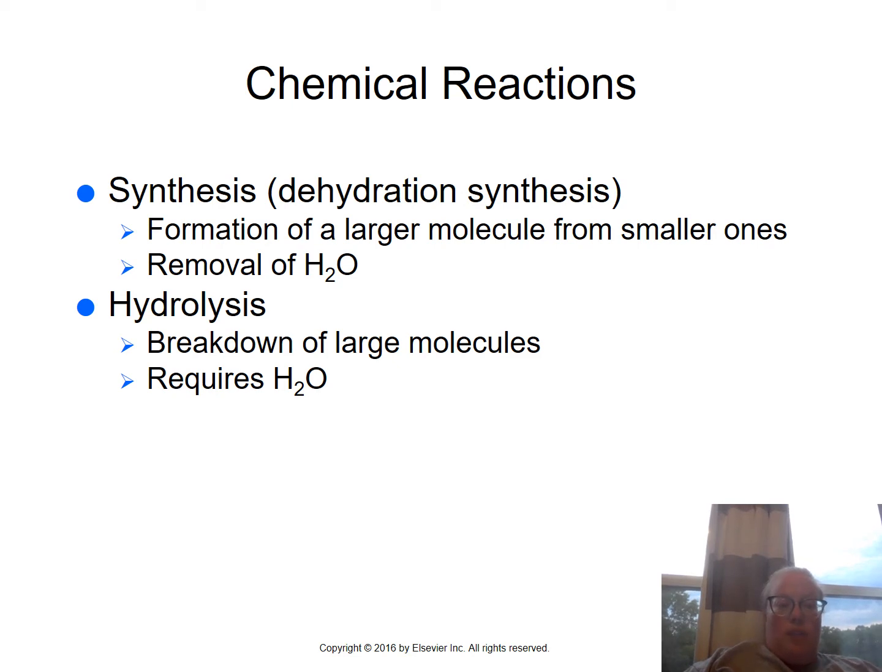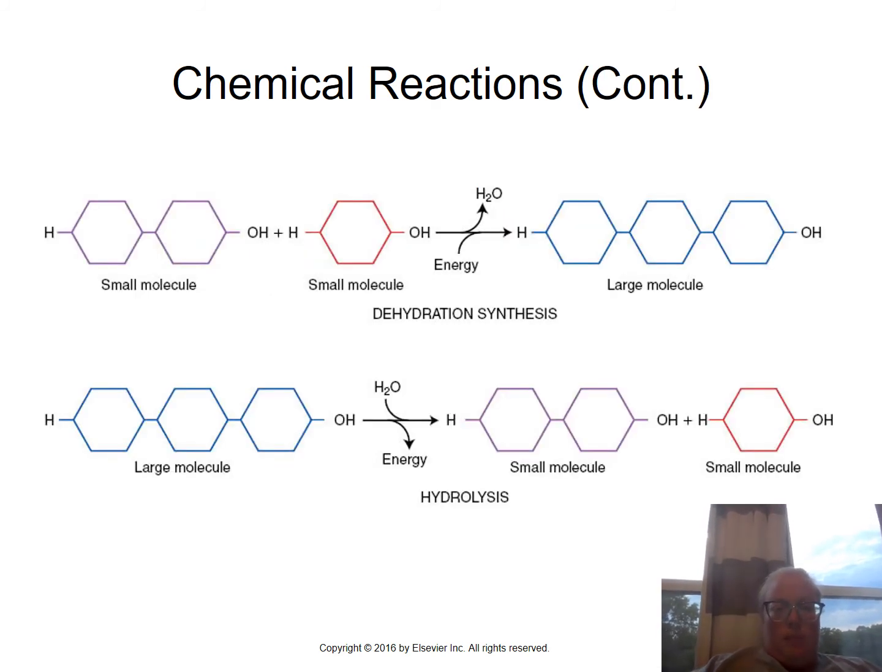Okay, chemical reactions. So we talk about synthesis, or dehydration synthesis. It is an anabolic reaction that requires energy. It produces polymers, or large molecules, from monomers, or small molecules, by removing water. Then we talk about hydrolysis, which is a catabolic reaction where energy is released, in which polymers are broken down into monomers. These reactions require water. Here in this figure, it shows the chemical reactions of dehydration synthesis and hydrolysis.